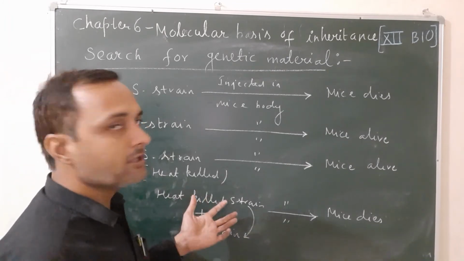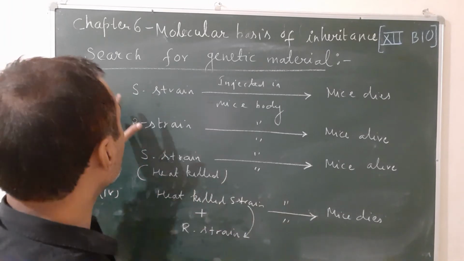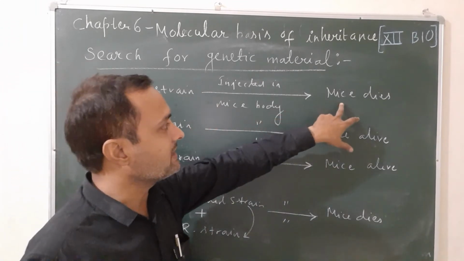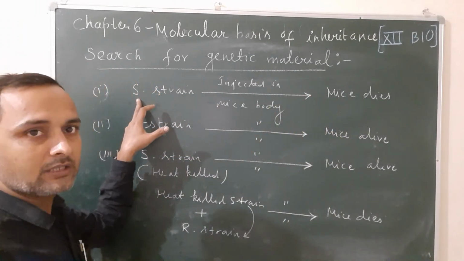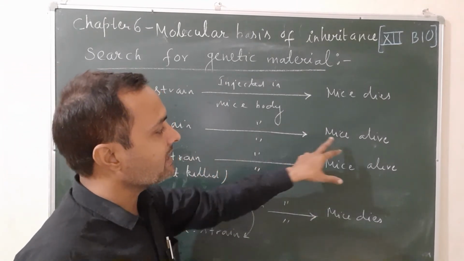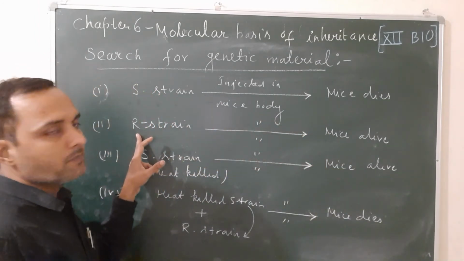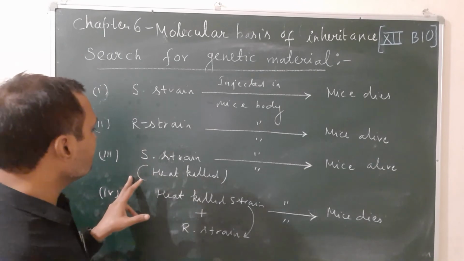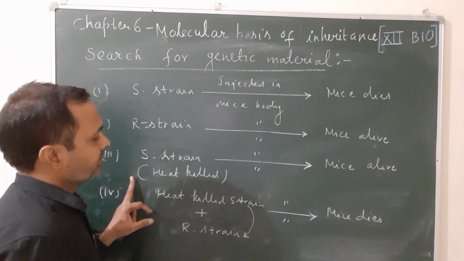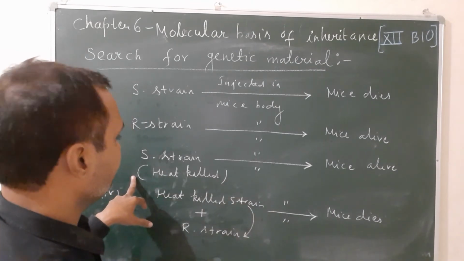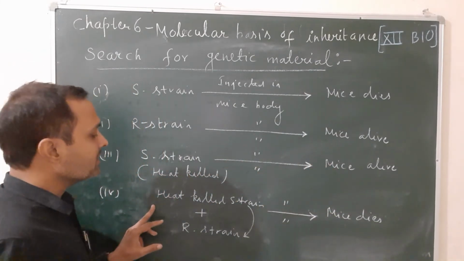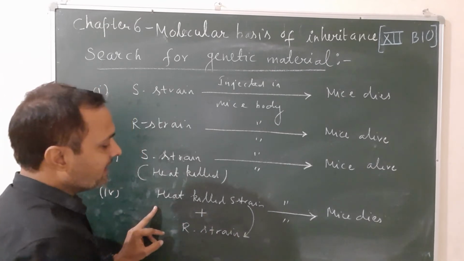Once again, Griffith completed his experiment in 4 steps. In step 1, he injected the S strain into the mice body. The mice die because the S strain was pathogenic. In the second step, he injected the R strain into the mice body. The mice stay alive because this strain was non-pathogenic, avirulent. In the third step, he took heat-killed S strain, heated at high temperature, and injected it into the mice body. The mice stay alive.